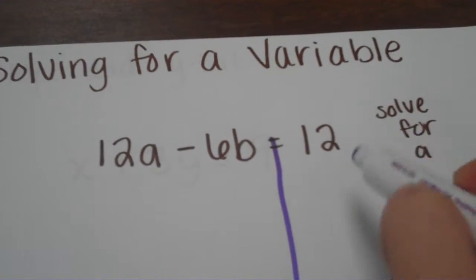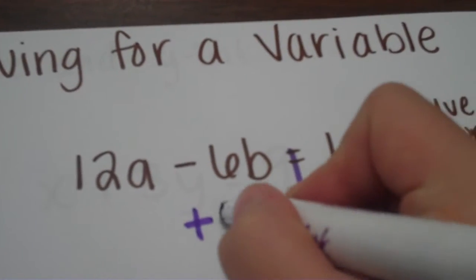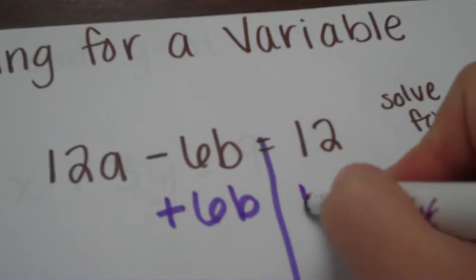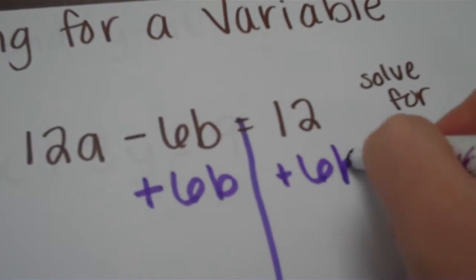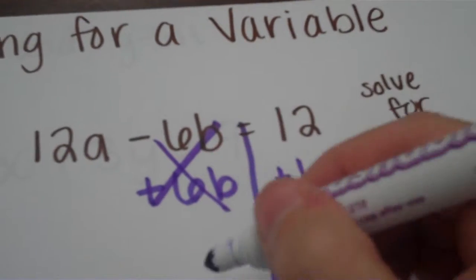We're going to get rid of this minus 6b. So the opposite of subtracting 6b is adding 6b to both sides. That says 6b, not like 66. That's a b there. This goes away. My 12a comes down.